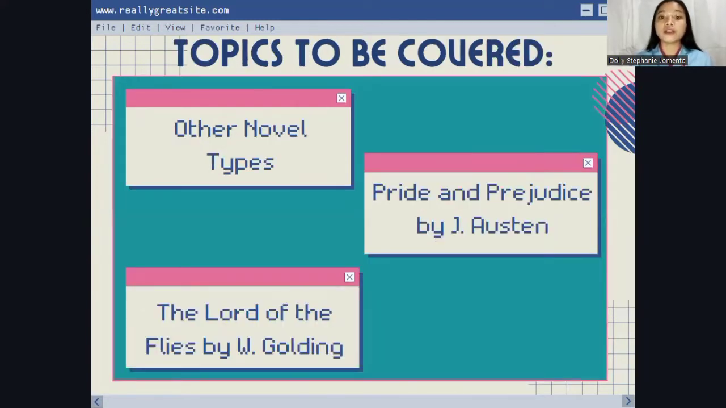So here we have the topics to be covered. First is the other novel types of the Victorian period. Second is Pride and Prejudice by Jane Austen. And the third one is The Lord of the Flies by William Golding.